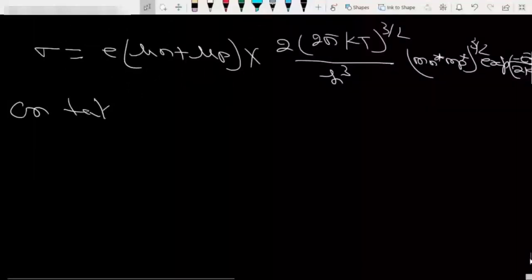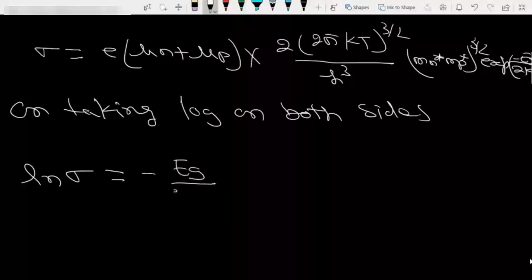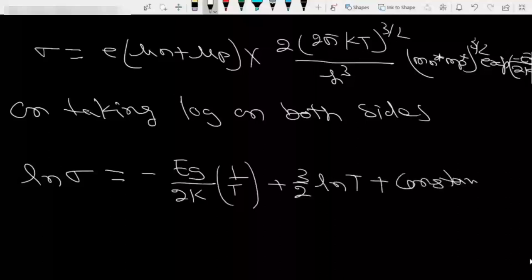So I'm taking the logarithm on both sides. We get log natural sigma, which is equal to minus Eg by 2k times 1 by T, plus 3 by 2 log natural T plus constant. All these terms, that is 2 pi, h cube, mn star, mp star, are constant. So I am putting all these constants in a single term, that is constant.